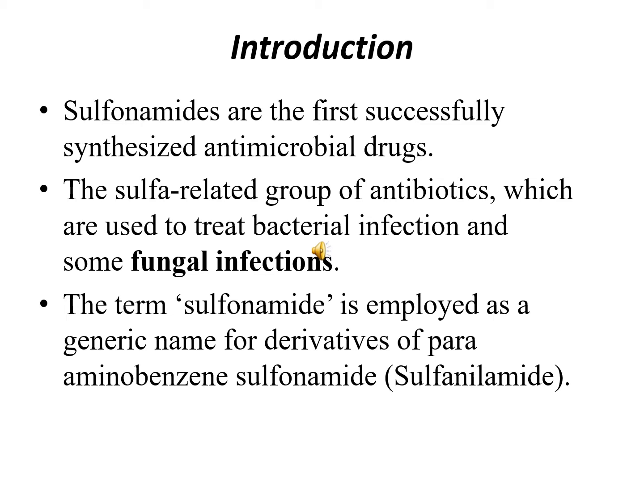The term sulfonamide is mainly employed as a generic name, a common name for the derivatives of para-aminobenzene sulfonamide. This para-aminobenzene sulfonamide is the basic nucleus which is present in each and every sulfonamide, which is also known as sulfanilamide. So all the derivatives of sulfanilamide are known as sulfonamide. Sulfanilamide is the basic nucleus present in each compound, and there is a difference in substitution and side groups. That's why many derivatives have been synthesized which come under the category of sulfonamide.